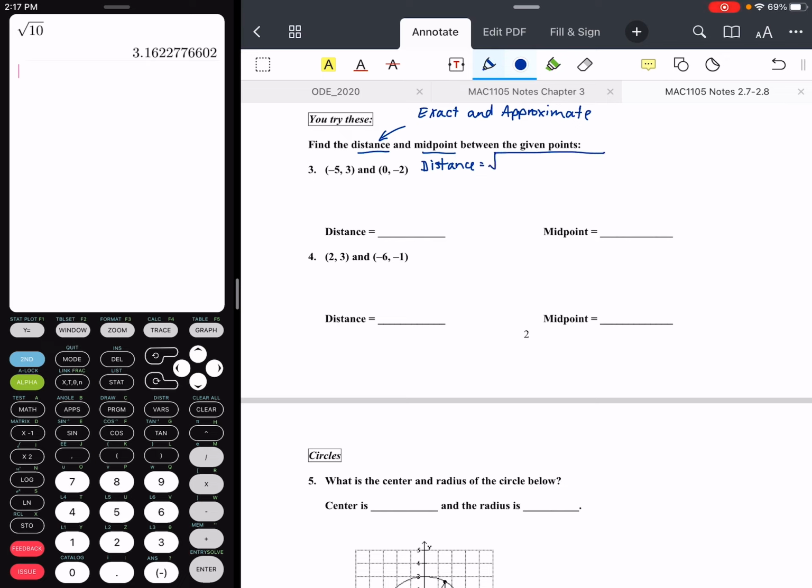So we've got the difference in our x's and then the difference in our y's with a plus in between. I'll put my minus sign here. All right, so the difference between my x's: x sub 2 of 0 minus x sub 1 of -5. I'll put that in parentheses. Plus, and then y sub 2 is -2 minus 3.